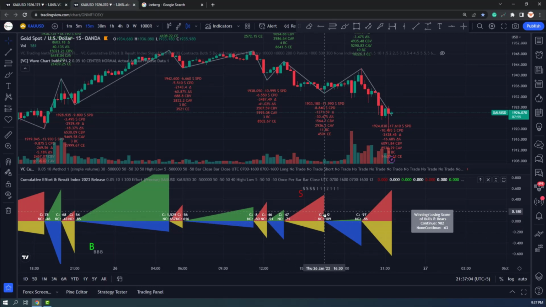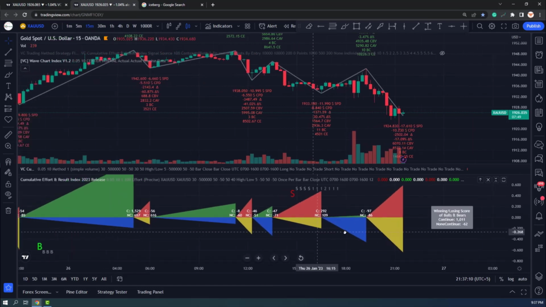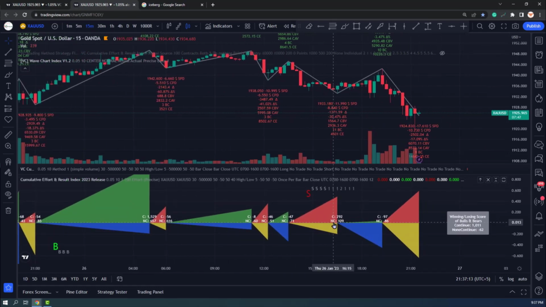You see here there is some type of data on each wave, that C and NC. What is the meaning of C and NC? Continuous and non-continuous. Absolutely, continue and non-continue. These are the results of continue and non-continue comparison.